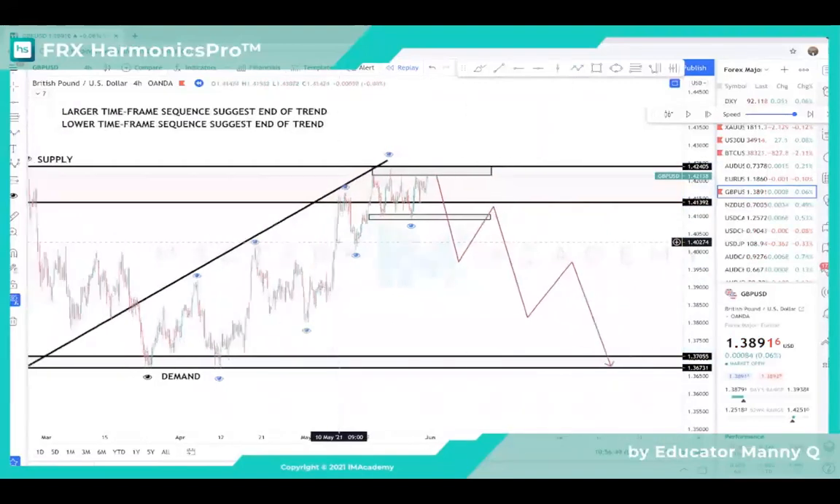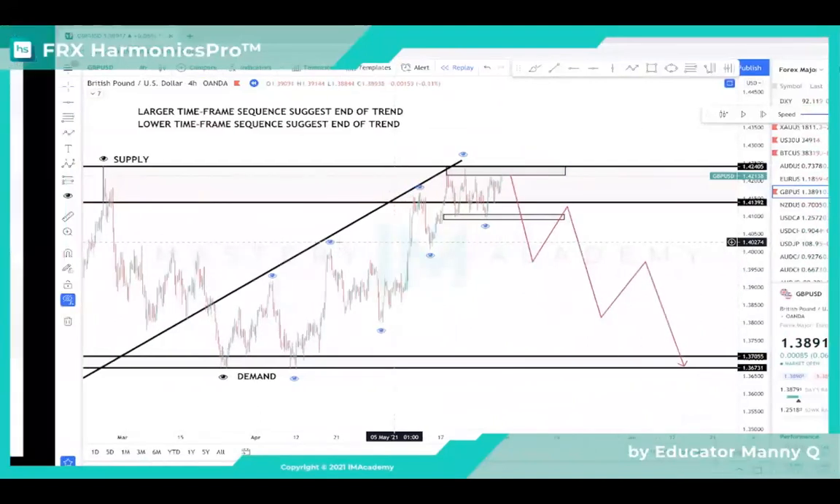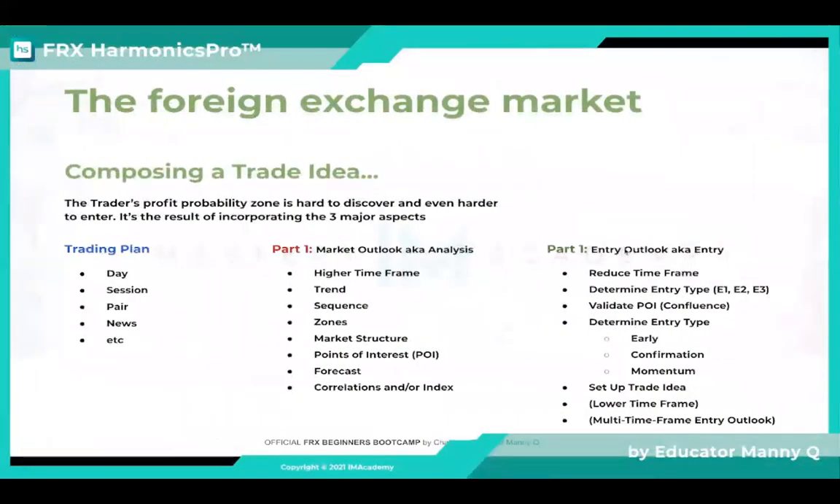And now that you have a forecast in the market, you're now going to begin to look for your entries. Now, before we go to the entry outlook, let's also talk about some other important concepts that many traders don't incorporate because it does require more work.